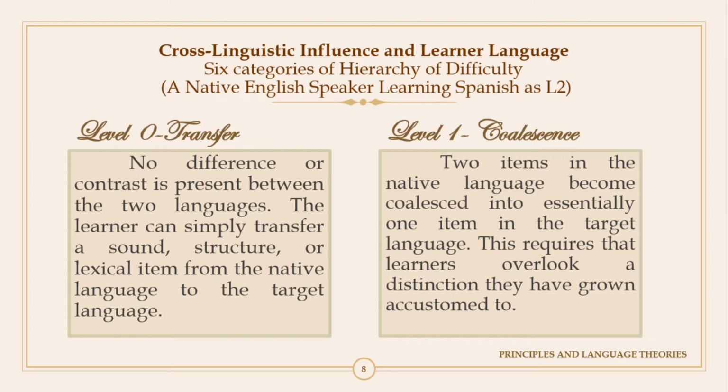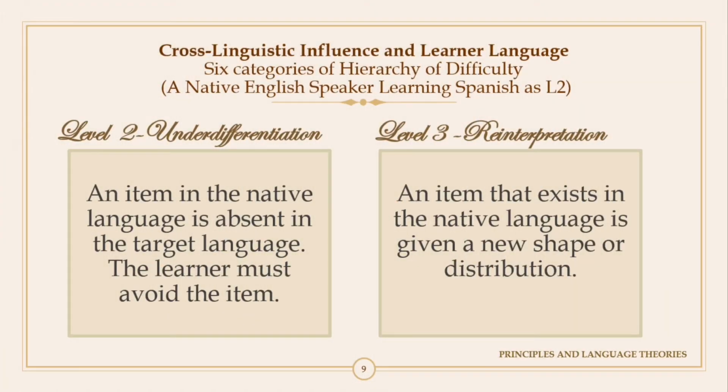Next is level 1, which is coalescence. Coalescence means joining of elements: two items in the native language become coalesced into essentially one item in the target language. This requires that learners overlook a distinction they have grown accustomed to. For example, English third-person possessives require gender distinction, which is his or her, while Spanish does not. Instead, they use one word, which is used to address persons politely.